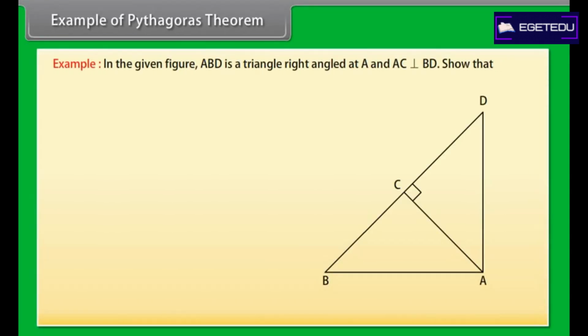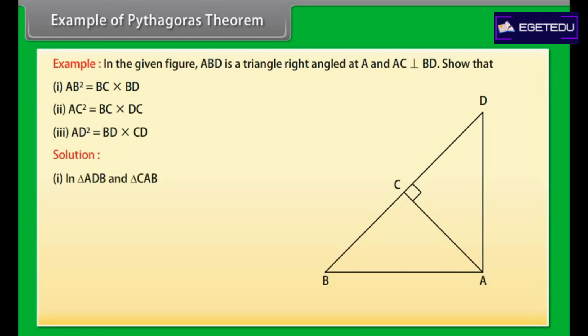Example. In the given figure, ABD is a triangle right-angled at A and AC is perpendicular to BD. Show that 1. AB square is equal to BC into BD. 2. AC square is equal to BC into DC. 3. AD square is equal to BD into CD.